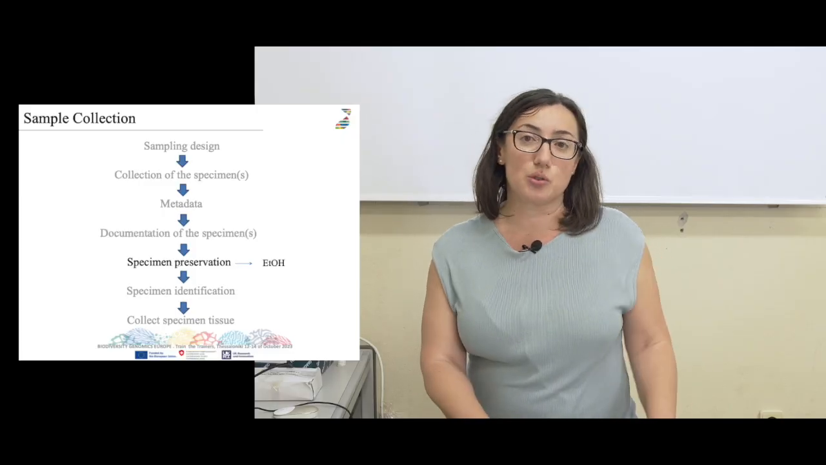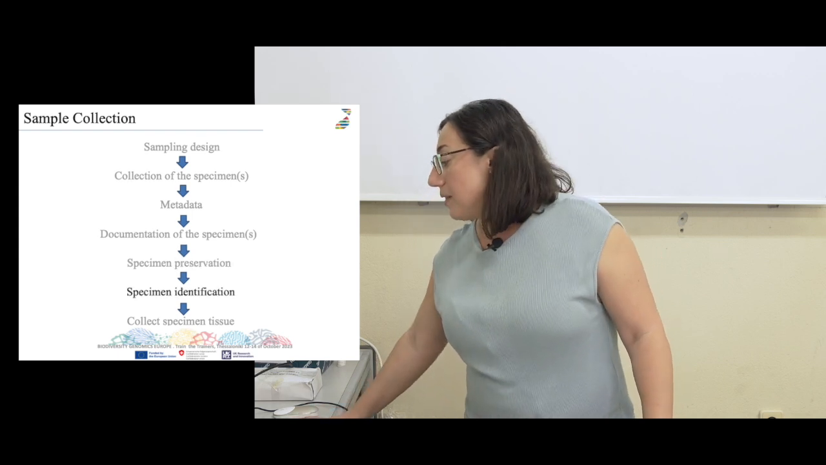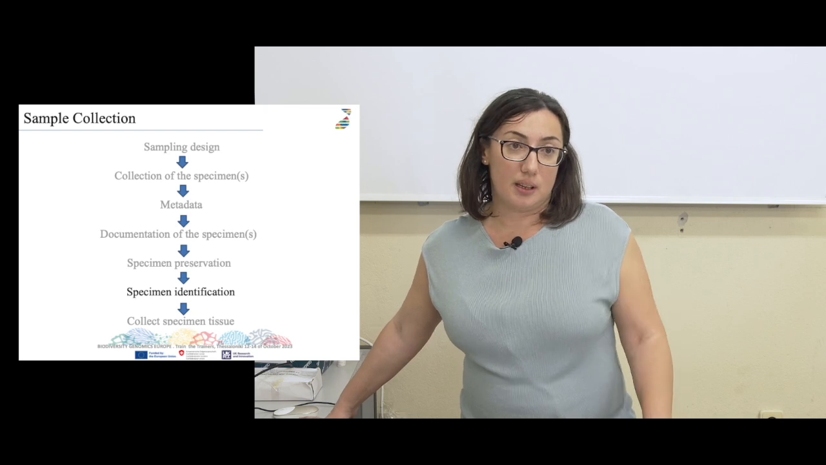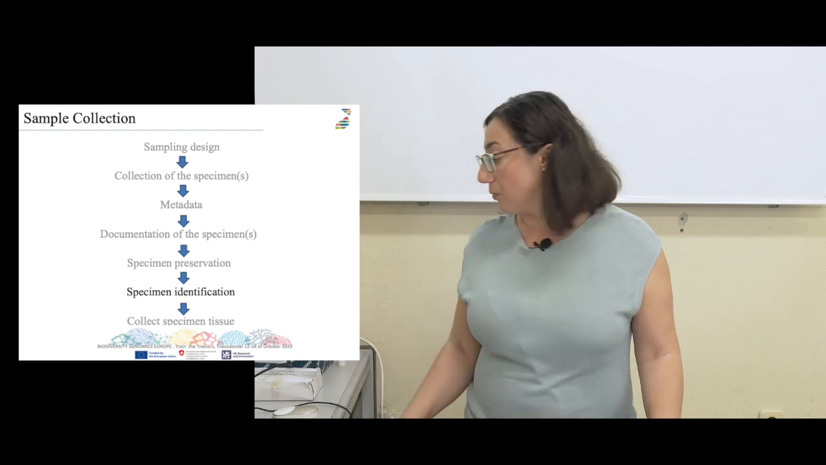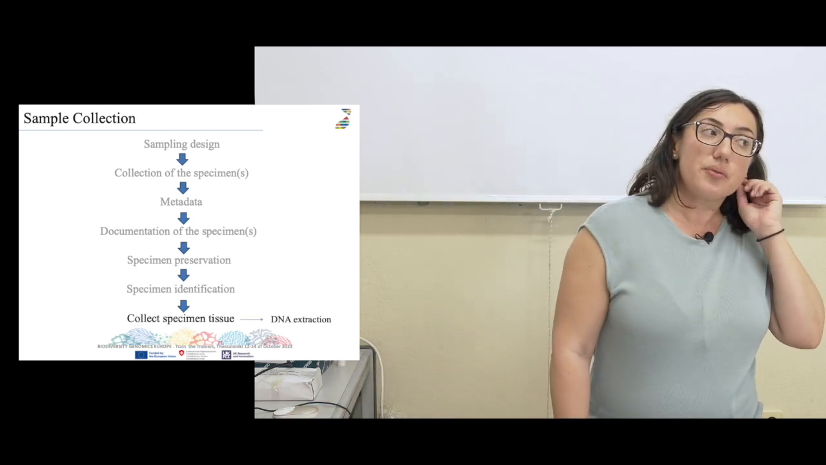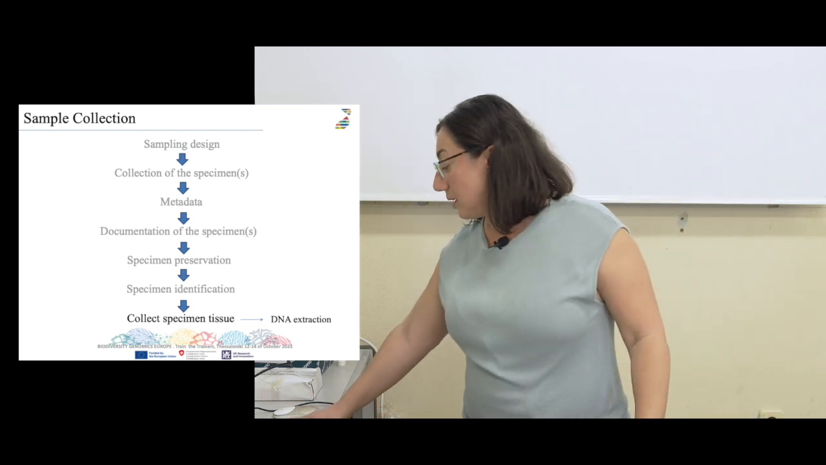The specimen should be preserved. Ethanol is usually used for animal tissues, of course. And then the specimen is identified, morphologically, following the morphological taxonomy. And if you want to do DNA extraction, you just take a piece of tissue of the specimen in order to continue with DNA extraction.